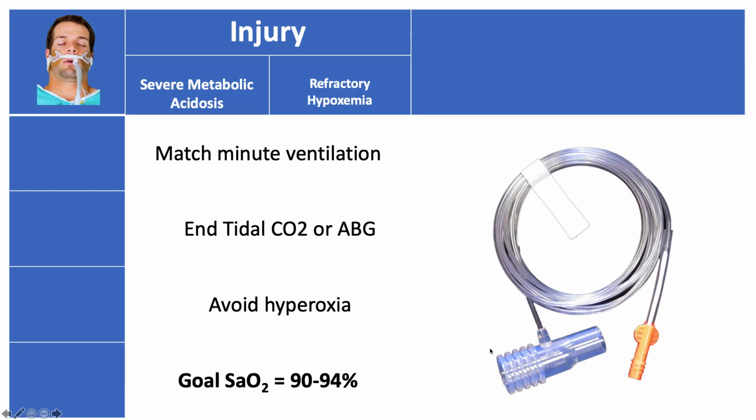For your injury grouping, again, we're going to match our minute ventilation. We're going to use end-tidal CO2 or ABG. So if before you intubated them, especially if they're in severe acidosis and their end-tidal CO2 is 15 or 20, try to match that after you intubate them. Don't let that start creeping up. And then avoid hyperoxia. And the goal O2 sat is 90 to 94%. Now, it's maybe lower than you used to, but it's okay to have patients this low. We don't want them at 98, 99, 100% for long term. So really 90 to 94%.